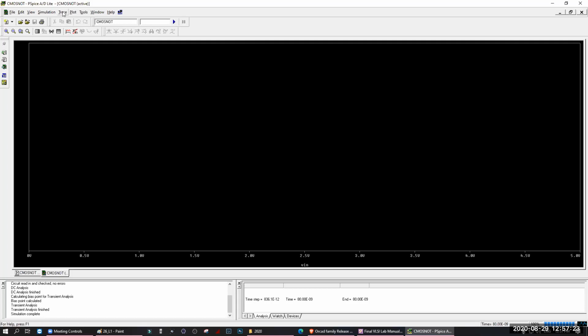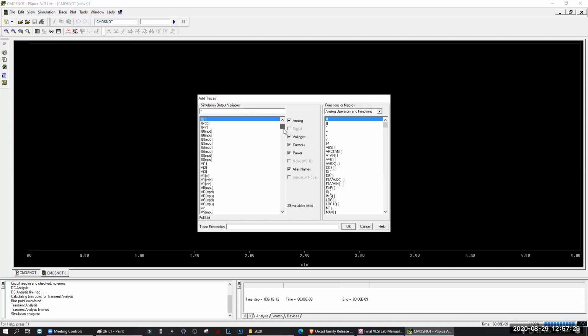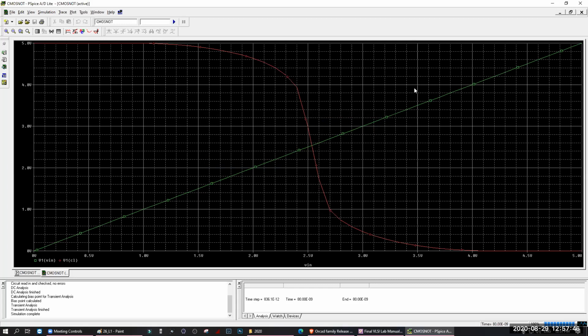So here, can you see Trace? Go to Trace, Add Trace. Here you have a lot of things: current, voltage, time, power. We want to see V in and V out. V out means the capacitor voltage, V1 CL. I'm going to click V in, then click VCL. Click OK. So this is the graph.